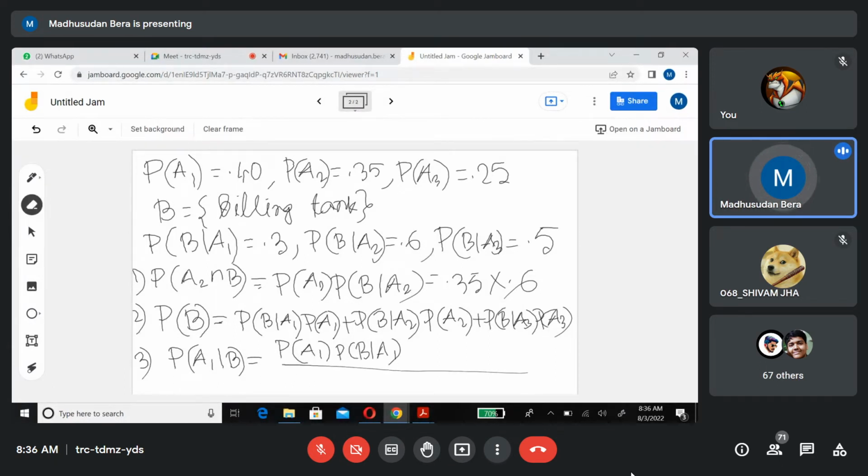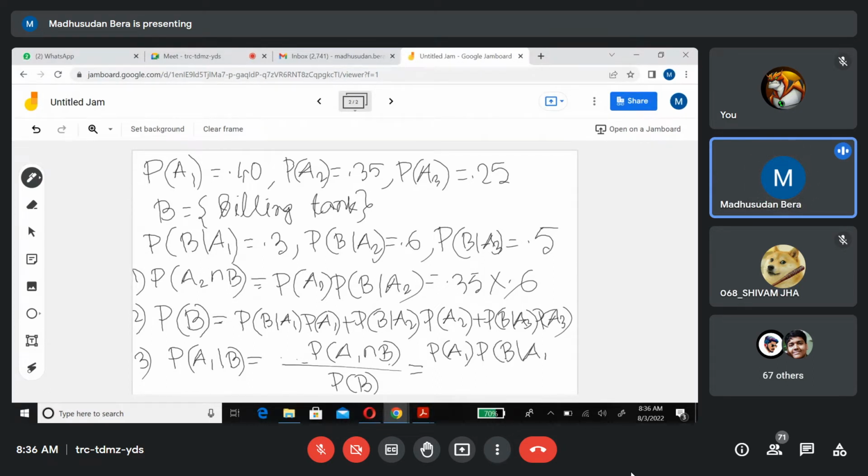Or you can think this way also: P of A1 intersection B by P of B, by conditional probability. P of A1 intersection B is P of A1 into P of B given A1. The formula for P of B is already obtained, so we are writing this. Basically, this is an application of Bayes theorem. Similarly, A2 given B, A3 given B, you can calculate. Is this okay?